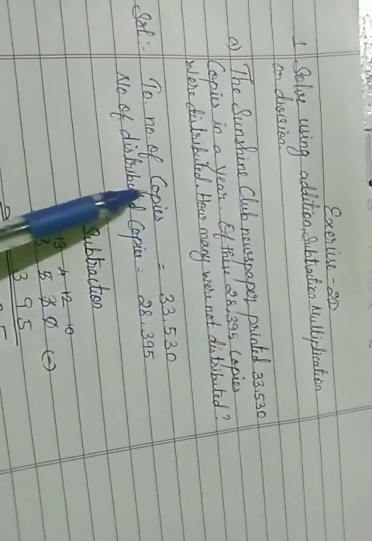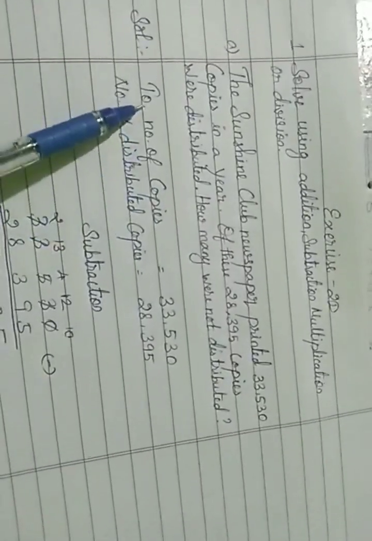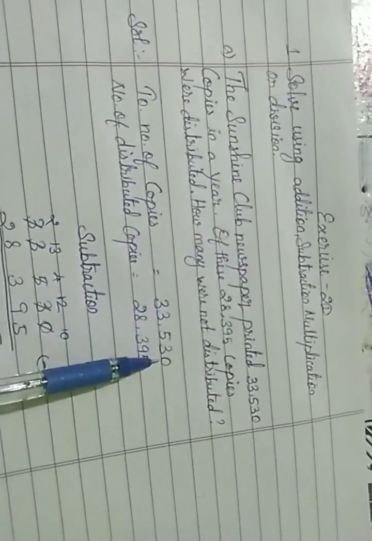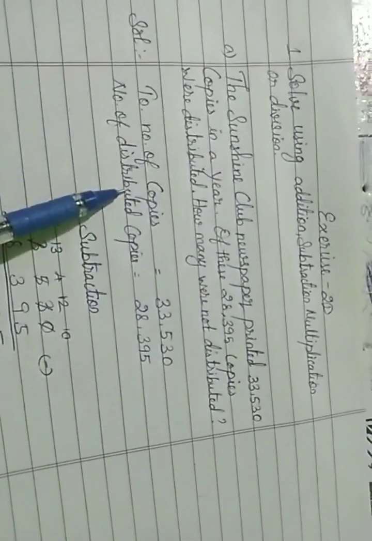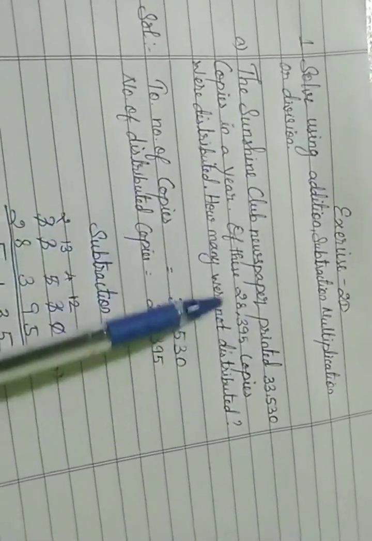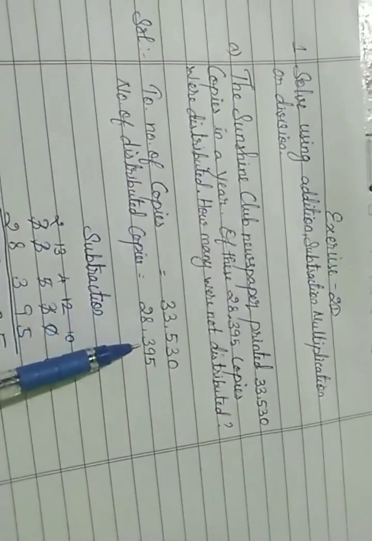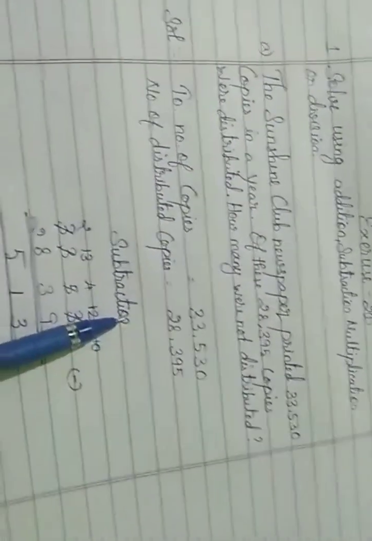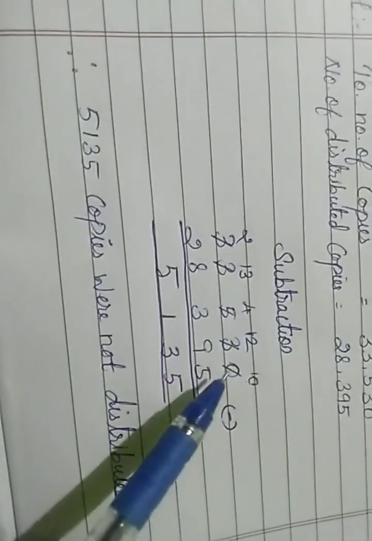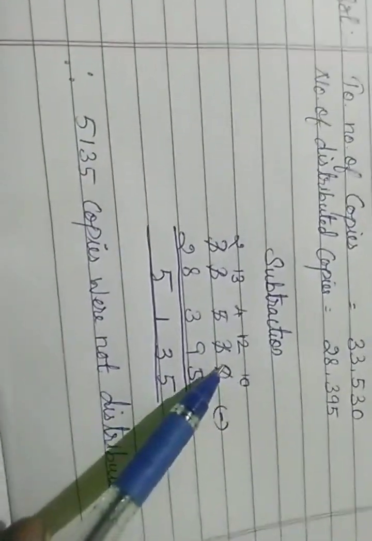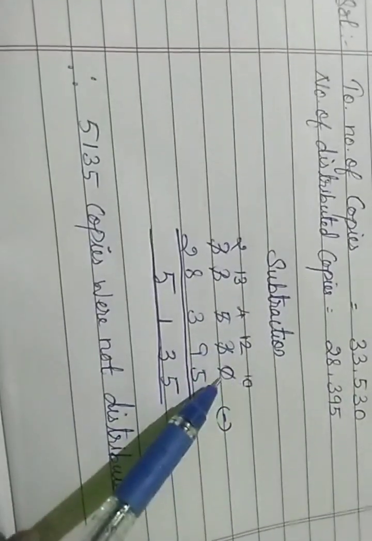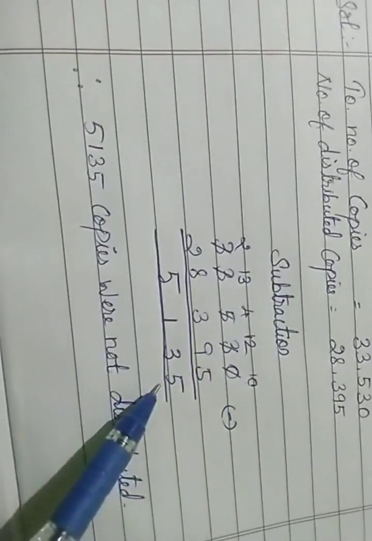See, you have to take and write the statement. Total number of copies 33,530. Number of distributed copies, that is 28,395. So we found this is a subtraction sum. So how will you subtract? 0 minus 5, we can't subtract, so we borrow from 3. So 3 converts to 2, the 0 converts to 10, 10 minus 5, 5.